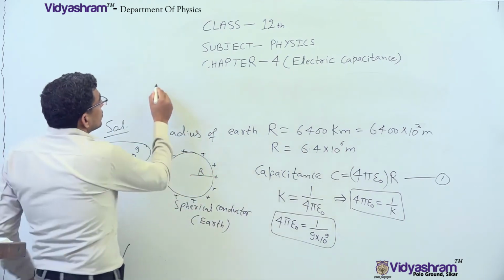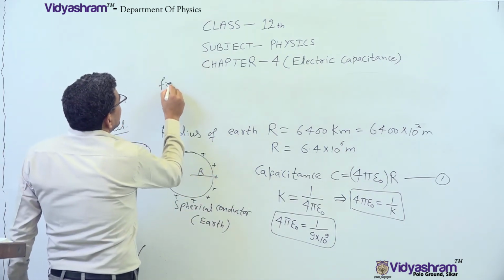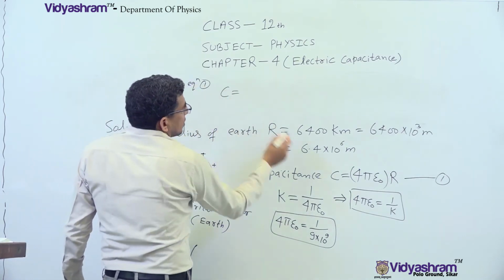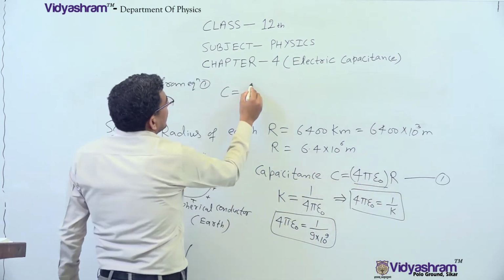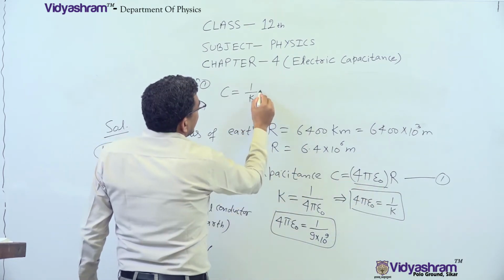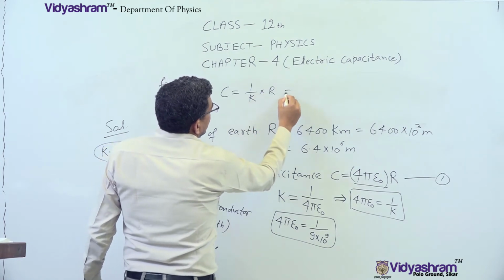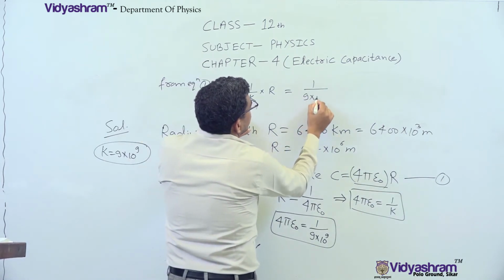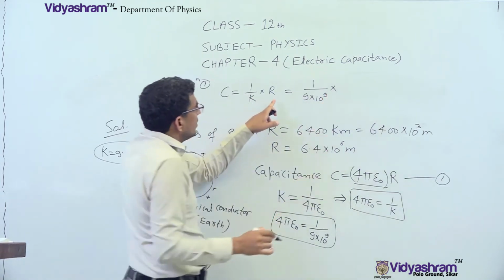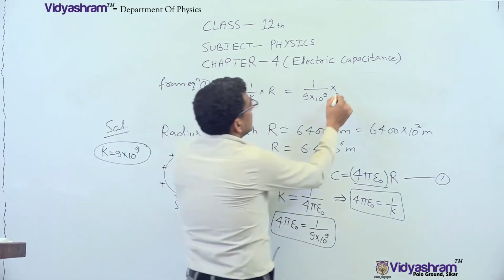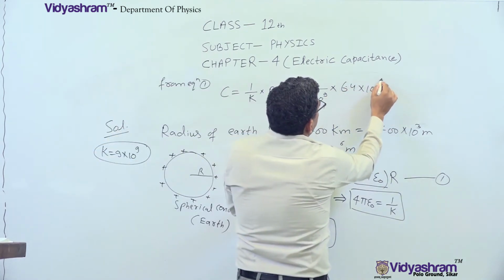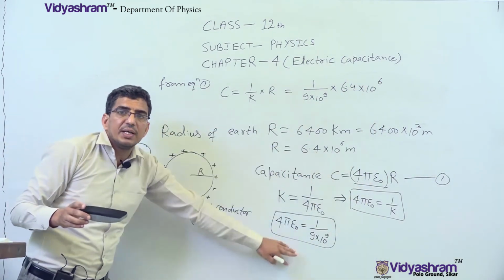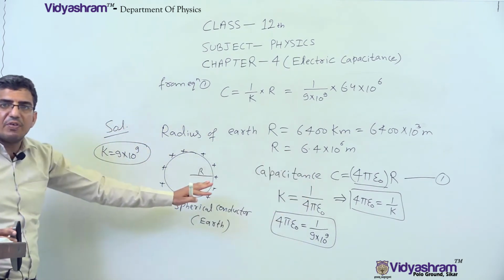So from equation 1, capacitance C is equal to 4 pi epsilon naught, which is 1 upon K, into R. The value of K is 1 upon 9 into 10 power 9, into the value of R, which is 6.4 into 10 power 6. Okay students? Please write this down. I repeat.